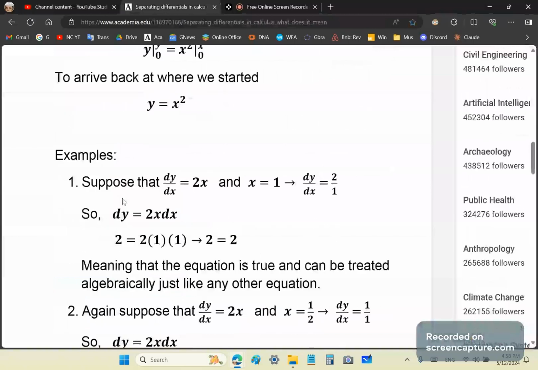Now, suppose that dy/dx is equal to 2x and x is equal to 1. This implies that the derivative at x equals 1 is 2 over 1, or just 2, okay? Which, by the way, implies that dy is 2 and dx is 1, okay? So we substitute x is equal to 1 over here, and we see that the meaning of the equation is true, and it can be treated algebraically just like any other equation.